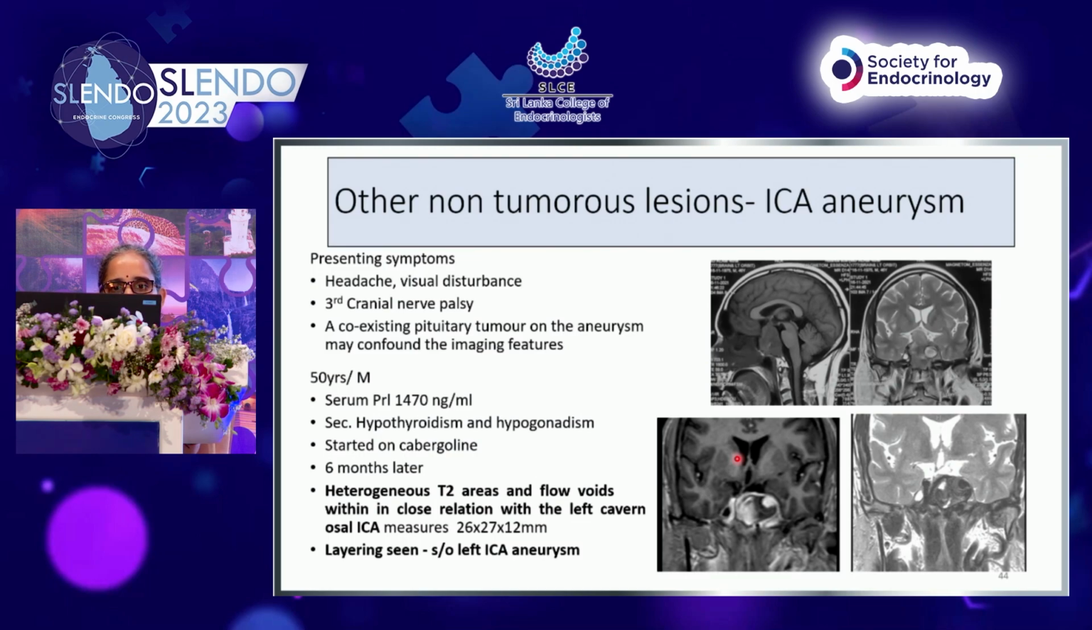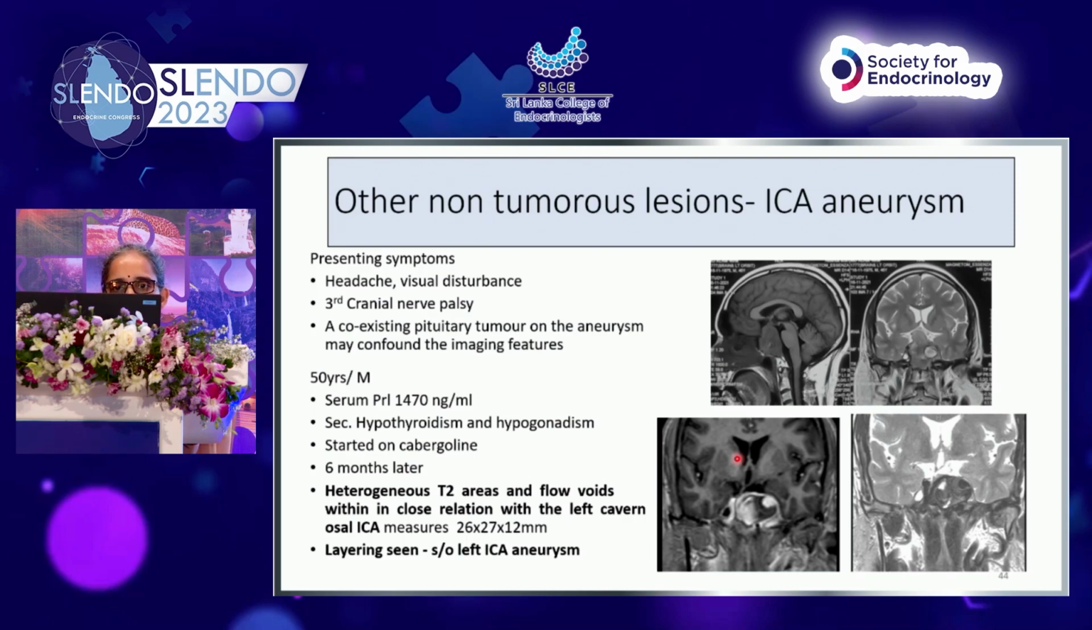Among the non-tumorous lesions, one should keep in mind an internal carotid aneurysm, which can be seen in the sellar region. So this was a patient who came to us like a prolactinoma. She presented with headache and visual disturbance with third cranial nerve palsy. Her prolactin level was very high, 1470 nanogram per ml, with secondary hypothyroidism and hypogonadism.